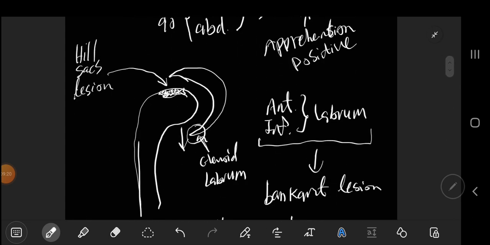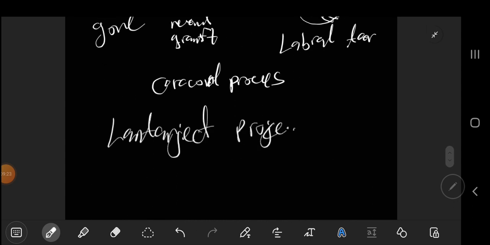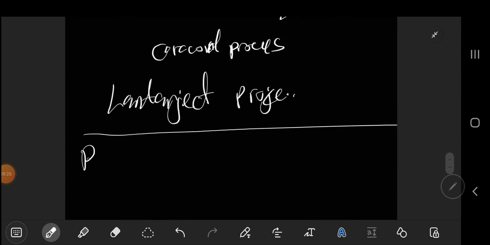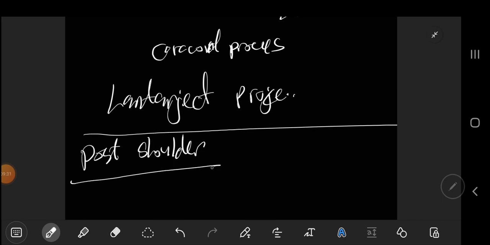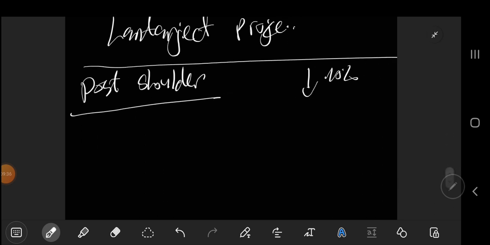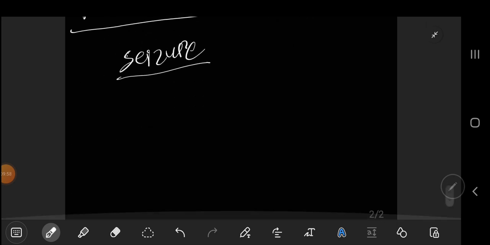So most commonly anterior dislocation. You will also encounter posterior shoulder dislocation, which is much less common, less than 10% of the time of shoulder dislocations. There is also inferior and so on, but anterior shoulder dislocation is the most common one. So what can bring you to a posterior shoulder dislocation? A seizure is one of the options that can cause posterior shoulder dislocation.